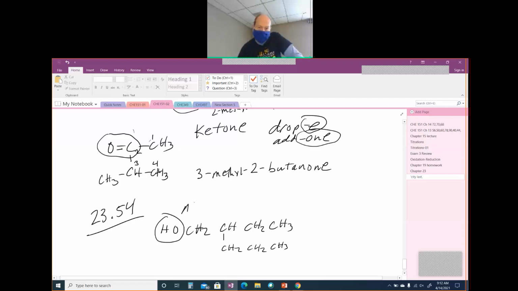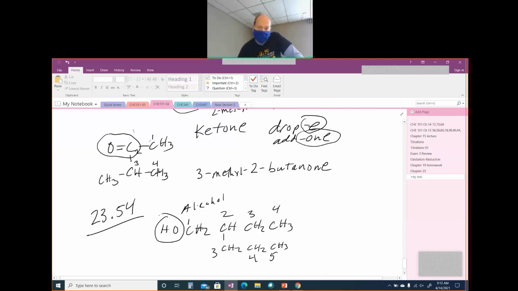OH, you've got an alcohol. So we know we're going to drop the E and we're going to add OL. We're going to get the longest carbon chain, lowest number possible for the carbon with the OH. So that is a 1, and most people will just go straight across 1, 2, and 3, and 4. All right, but that's not the longest carbon chain because you have 1, 2, but then down here, this could be 3, and then 4, and then 5, and 5 is a longer carbon chain than 4.